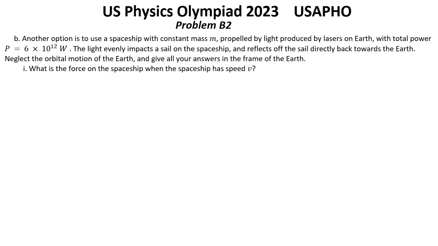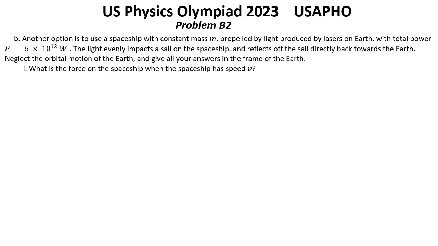Solution for part B. Another option is to use a spaceship with a constant mass m, propelled by light produced by lasers on Earth, with a total power P equals 6 × 10^12 watts. The light evenly impacts a sail on the spaceship and reflects off the sail directly backward to the Earth. Neglect the orbital motion of the Earth, and give all your answers in the frame of the Earth.